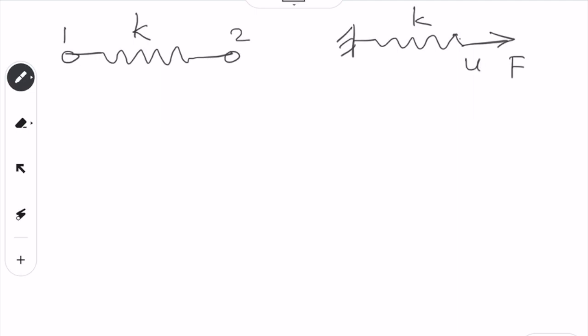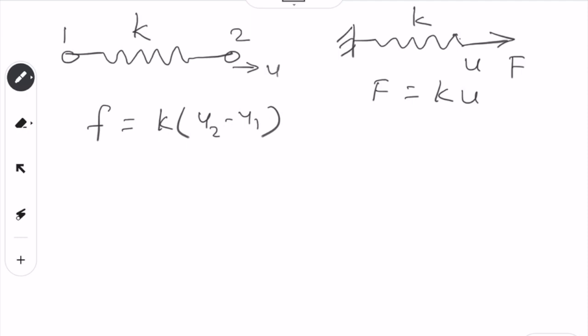If u represents the displacement of the free end, the relationship is F equal to ku. On the left figure, both ends are free, one is not fixed, but still we can write an equation for this one. The equation will be F equal to k times (u2 minus u1), where u2 is the displacement of point 2 and u1 is the displacement of point 1.